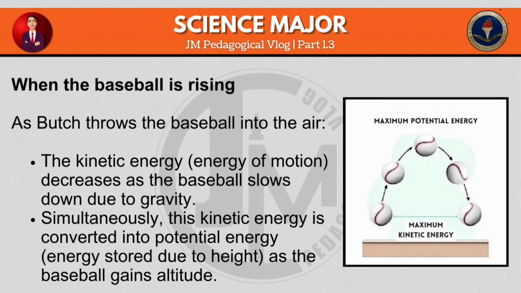As Butch throws the baseball into the air, the kinetic energy of motion decreases as the baseball slows down due to gravity. Simultaneously, this kinetic energy is converted into potential energy stored due to height, as the baseball gains altitude. The conversion from kinetic to potential energy begins while the baseball is rising and continues until it reaches its greatest height, where all the kinetic energy from the upward motion has been converted into potential energy.